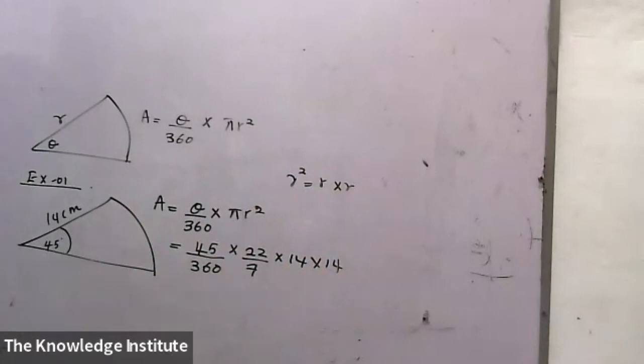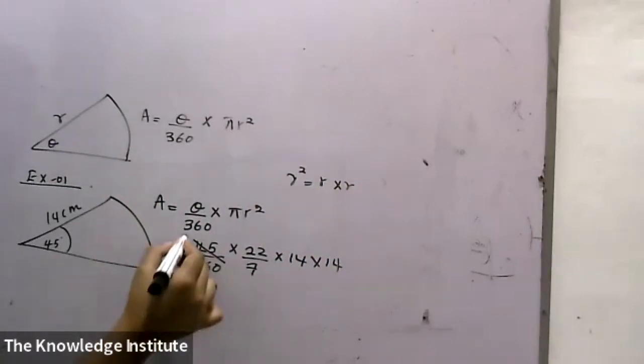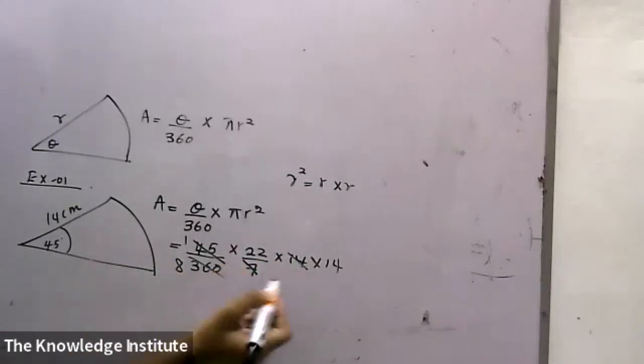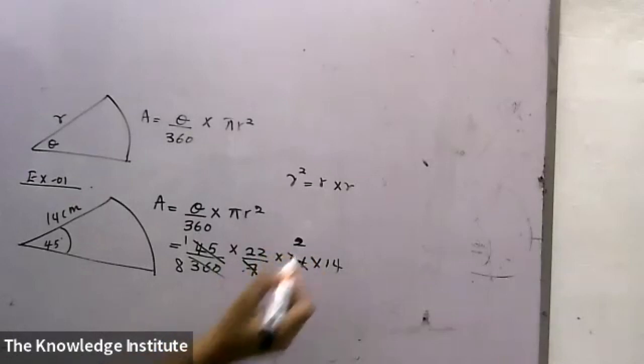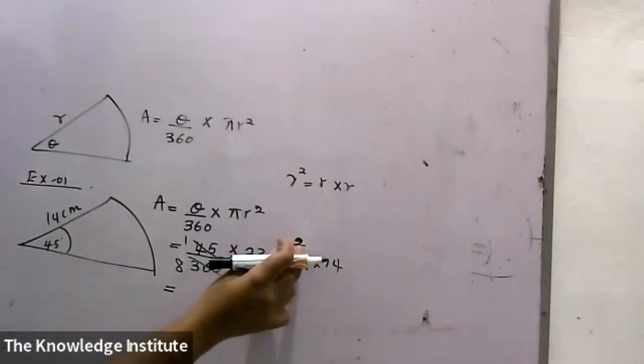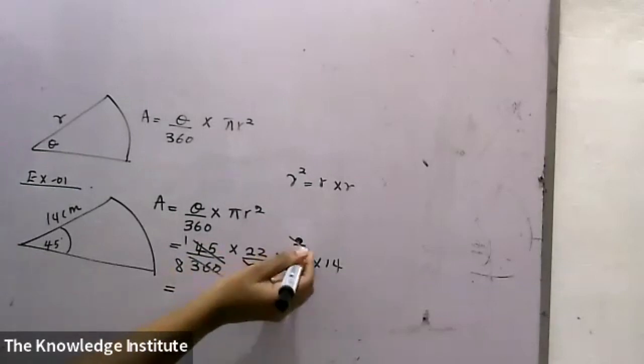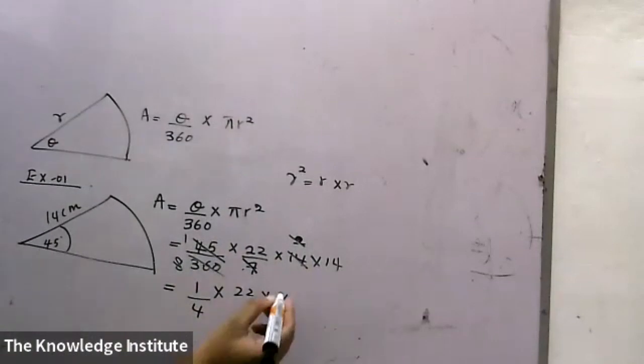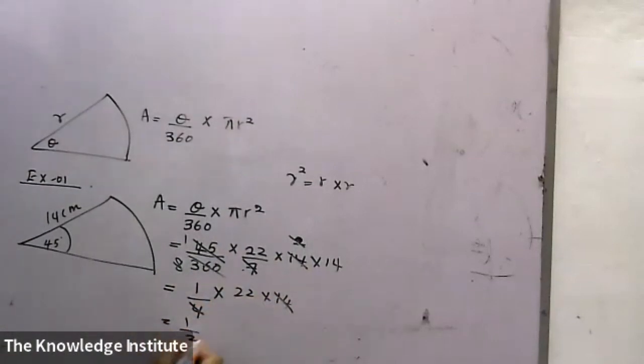Shall we simplify? 45 divided by 45 is 1. In 360, how many times do we find 45? Yes, 8 times. 14 and 7 you can simplify: 14 divided by 7 is 2. Again, 2 and 8 you can divide, and you will get 1 over 4 here. 22 into 14, again you can divide both sides by 2, giving 1 over 2 into 22 into 7.